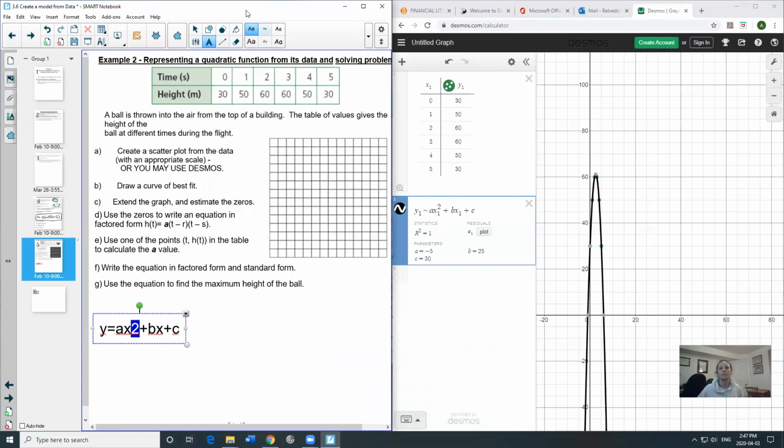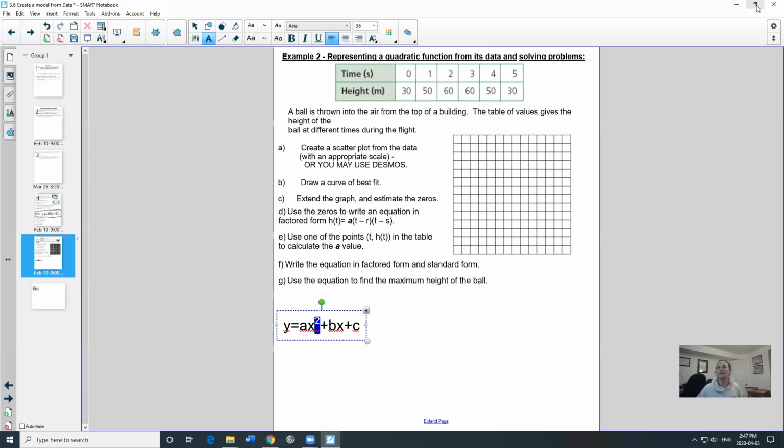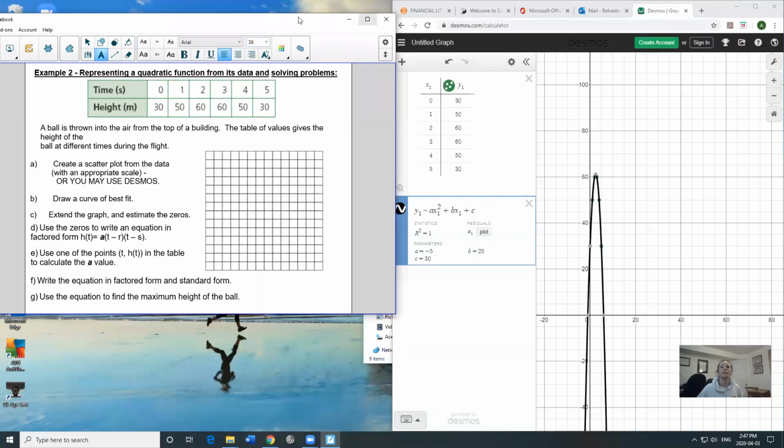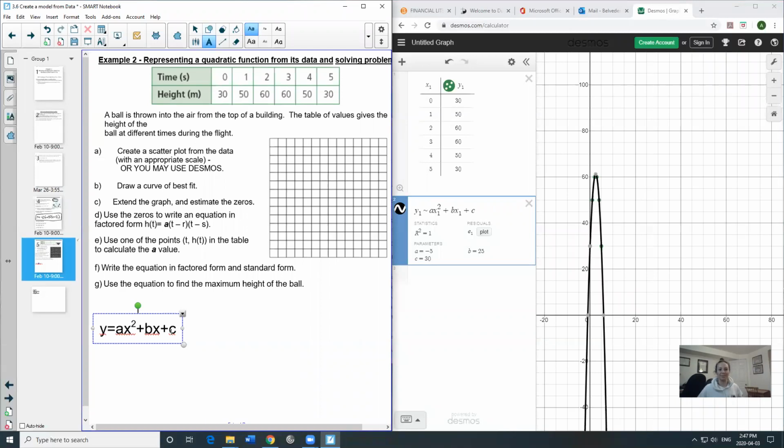There it is. So y equals ax squared plus bx plus c. Our a value would be -5. Our b value would be 25. And our c value would be 30.